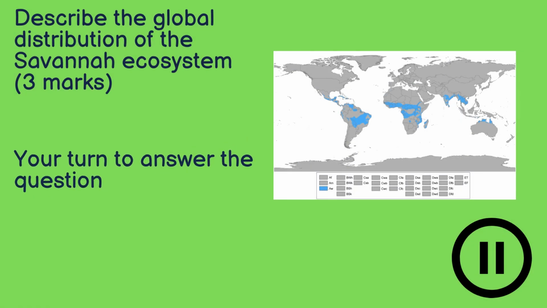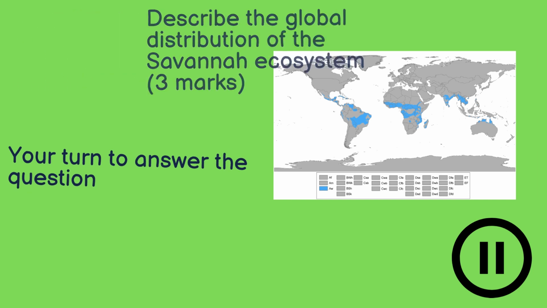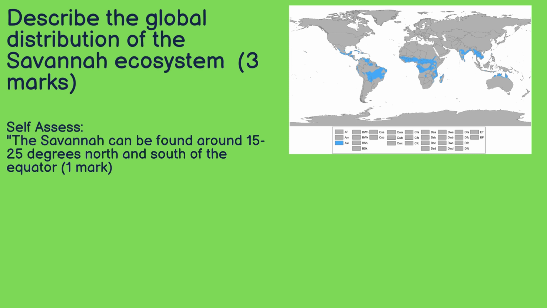Now that we have gone through a couple of examples, let's try some for ourselves. Describe the global distribution of the savanna ecosystem. 3 marks. Look at the map, pause the video, and have a go. Okay, so self-assess. Now you've had a go at answering. Let's have a look at what you could have had.